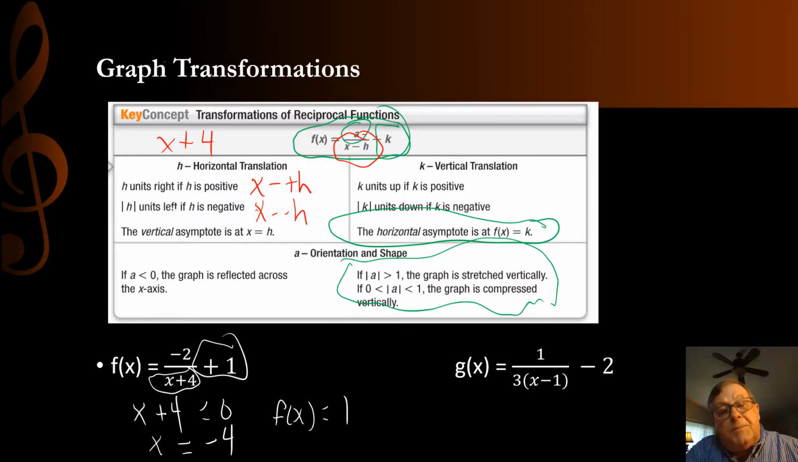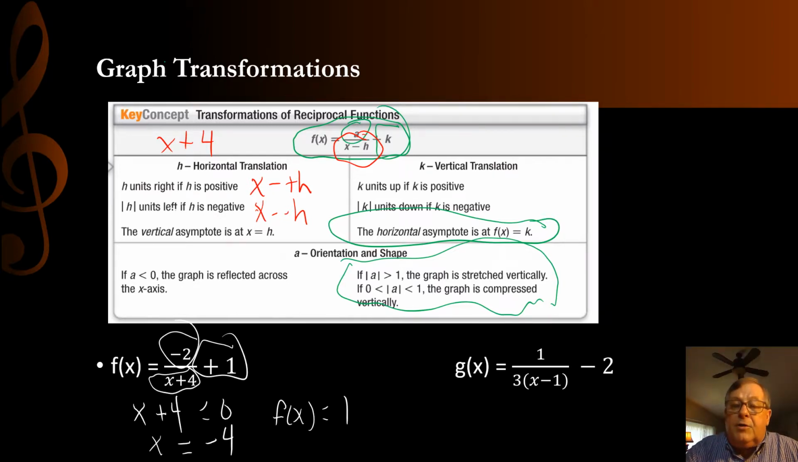And then lastly, on this particular function, f of x equals negative 2 over x plus 4, and then plus 1, that negative 2 is going to reflect the graph across the x-axis, and it will stretch it vertically because the absolute value of that negative 2 is greater than 1. So we'll see both a reflection and a dilation. Now I'm going to graph these on the calculator in a moment, but we're going to just quickly look at this second function, g of x equals 1 over 3x minus 1.